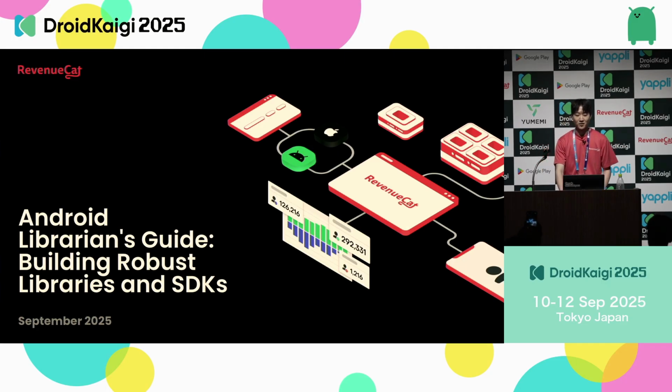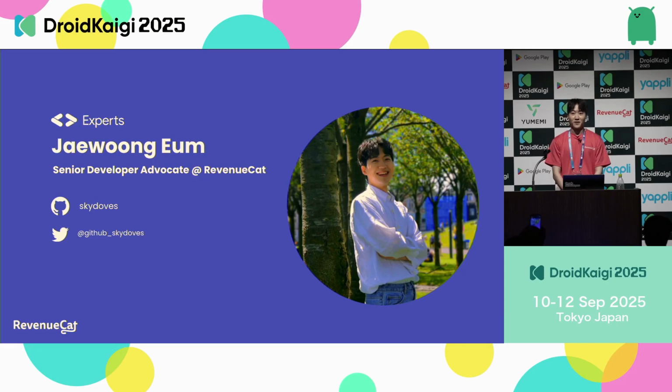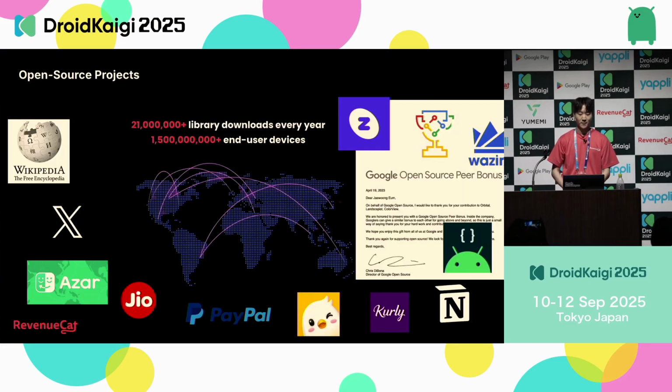And today I'm going to talk about how to build robust Android libraries and SDKs from my experiences. Also, if your app is based on the multi-module architecture, you will get some useful tips. I've built and maintained 100 open source projects under the nickname skydoves, and they are downloaded more than 20 million times every year, and run on more than 1.5 billion devices.